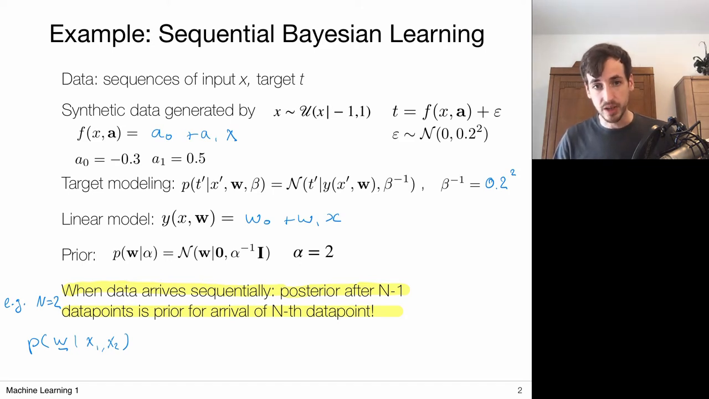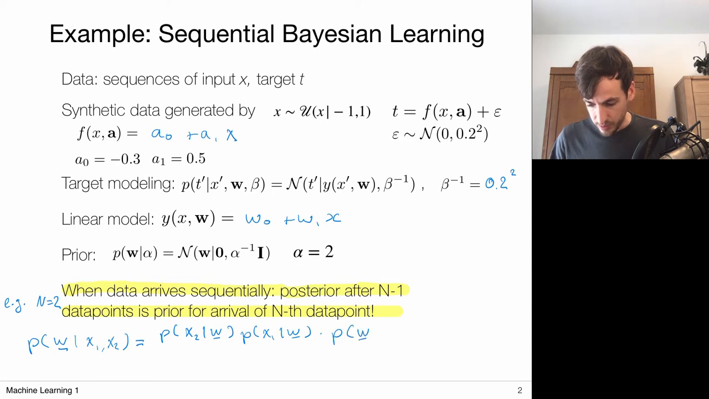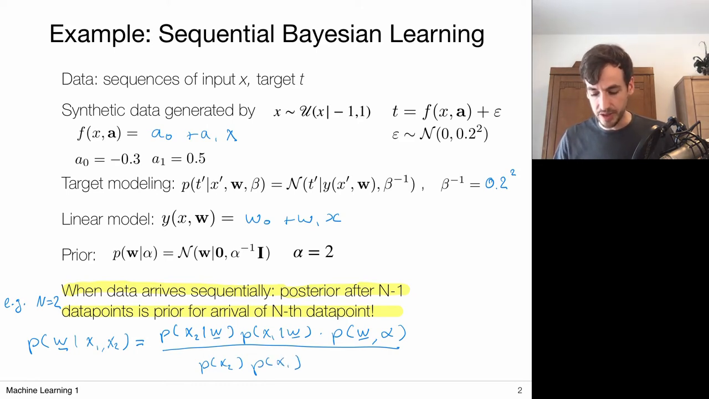Now, from Bayes' rule, we know that the posterior is given by the likelihood times the prior, divided by the evidence. And we also know that the likelihood can be split into the product of these individual likelihoods, because the data was IID. So we have the likelihood for x2 given my model parameters times the likelihood of x1 given my model parameters times the prior for my model parameters, described by some hyperparameter alpha. And this is then normalized by the evidence for x2 times x1, where again we can split this into products because of the IID assumption.